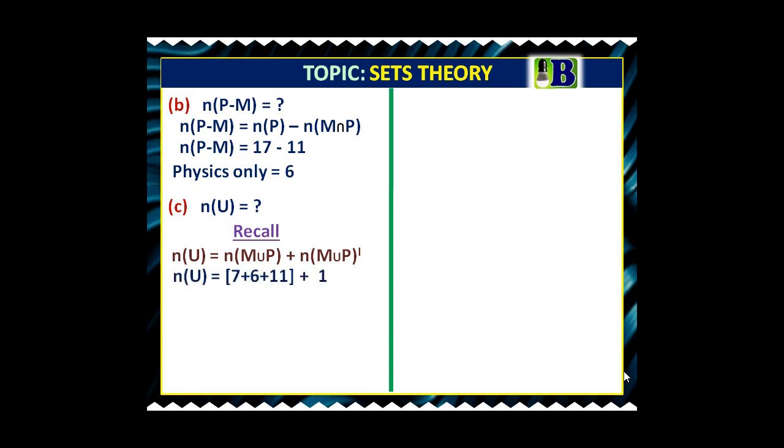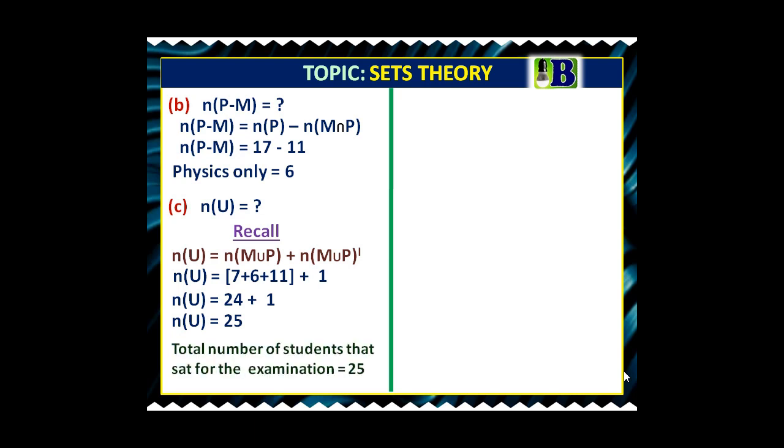So the union of physics and mathematics is equal to 7 plus 6 plus 11. The 7 there is talking about the number of candidates that pass mathematics only. Then the 6 is representing the number of candidates that pass physics only. Then plus 11. The 11 there is representing the number of candidates that pass physics and mathematics. So the union is equal to 24. Then plus 1. So the universal set is equal to 25. So the total number of students that sat for the examination is equal to 25.